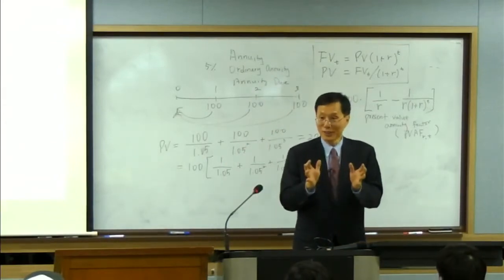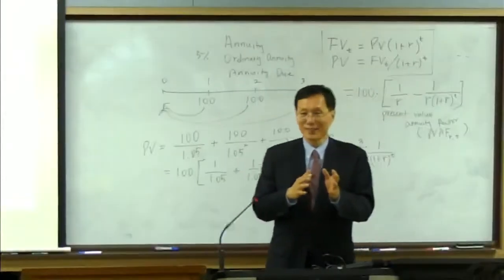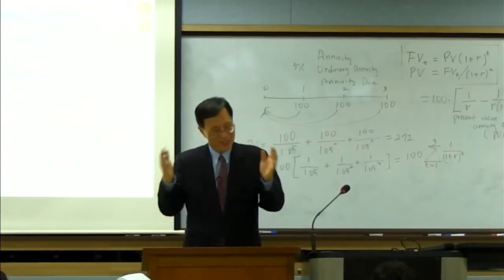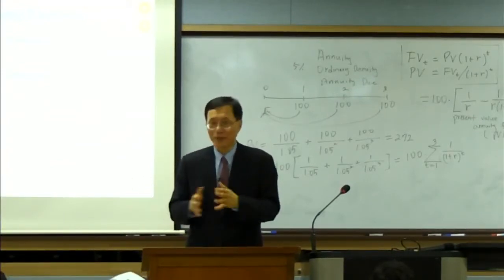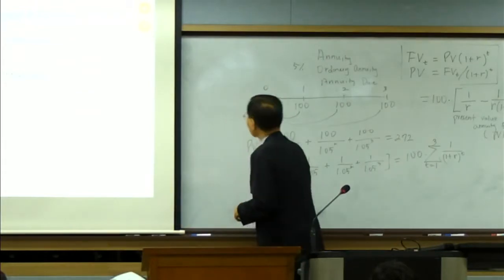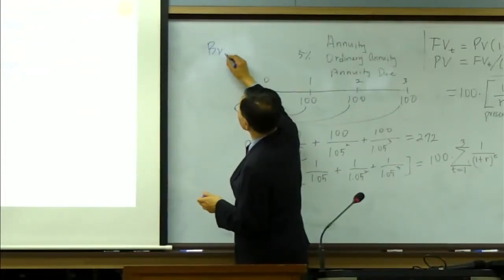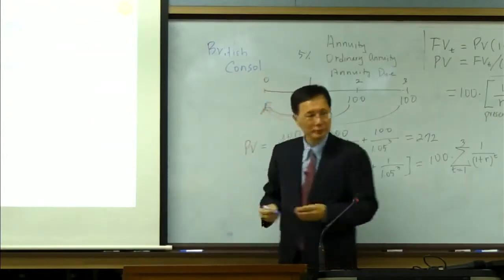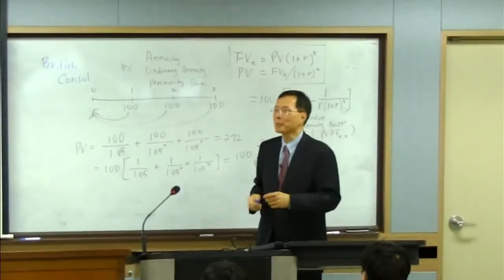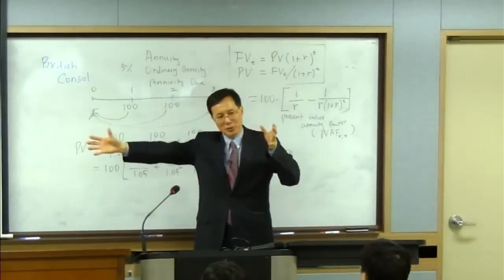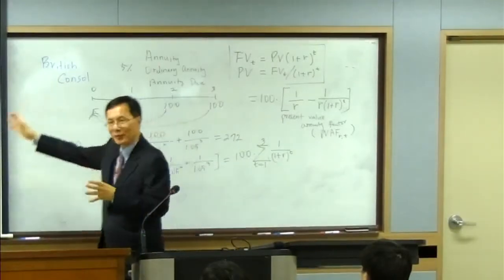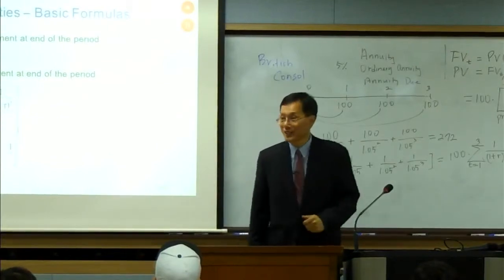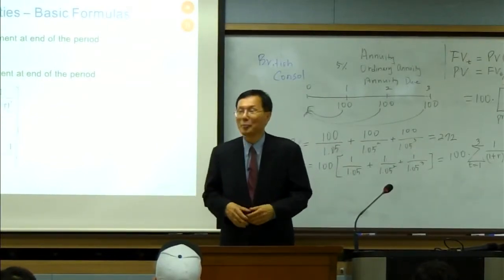There's no maturity. Maturity hasn't come due yet. It is still paying interest only, forever. That kind of bond is called a British Consul. British Consul. It's a perpetual bond with perpetuity. Okay? Perpetual bonds are actually available. Preferred stock is another example of a perpetual bond.